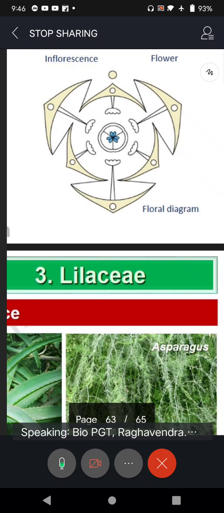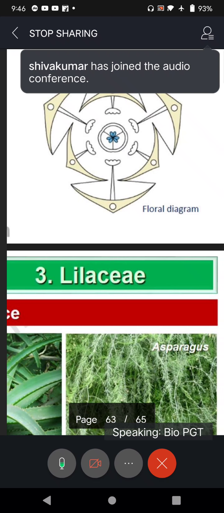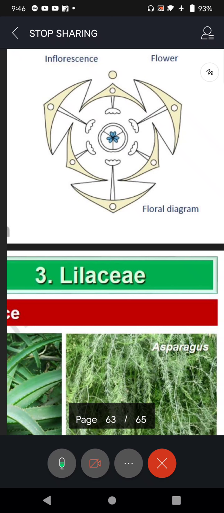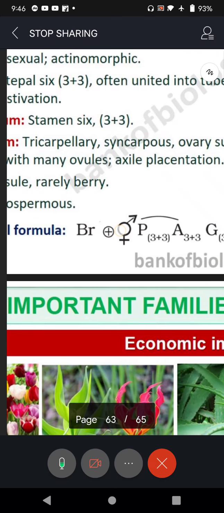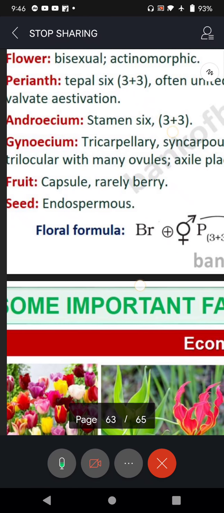Then gynoecium. How many rooms are there? 3. 3 rooms. We are showing 3 rooms. 1, 2, 3. And in each room, ovules will be there. Okay? So this is how you see when you take the TS or VS. That we'll do once you come back to school.